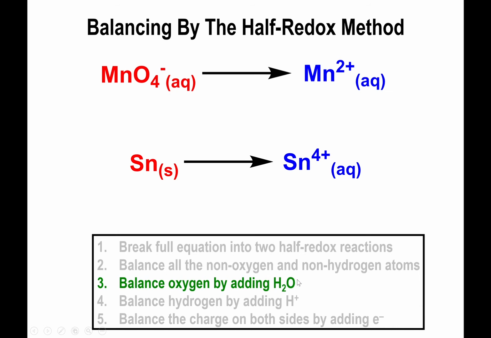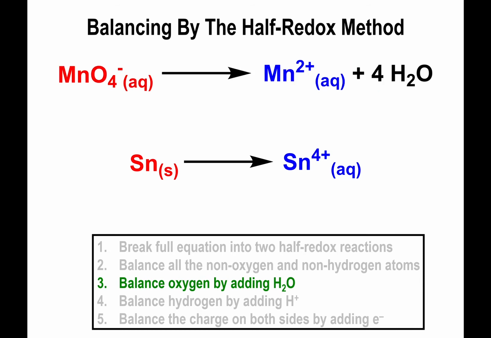And we do that by adding enough waters to whichever side is lacking in oxygen. So looking at the left side of the first equation, we have 4 oxygens present. The product side has no oxygens. So that means we're missing a total of 4 oxygens on the product side. We make up that discrepancy by adding 4 waters. For the second reaction, neither product nor reactant has oxygen, so there's nothing that needs to be done there. That's basically balanced from the point of view of oxygen.